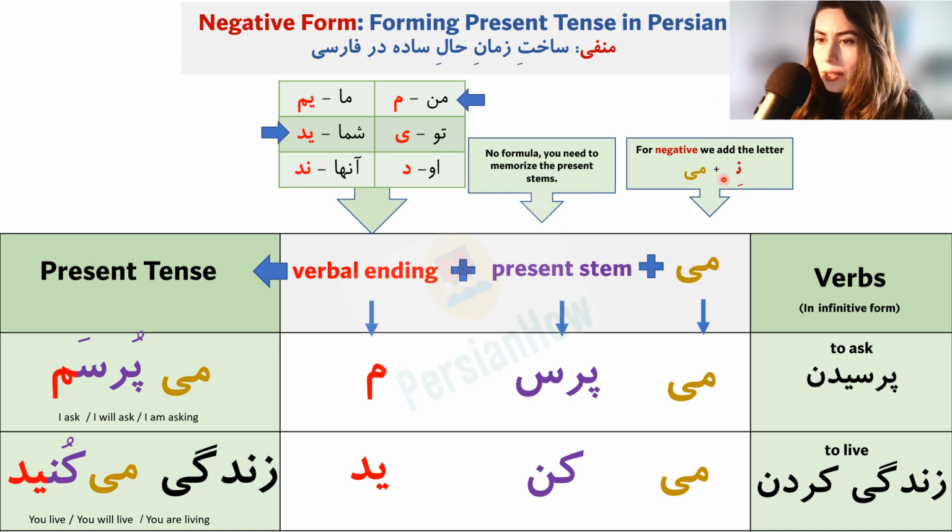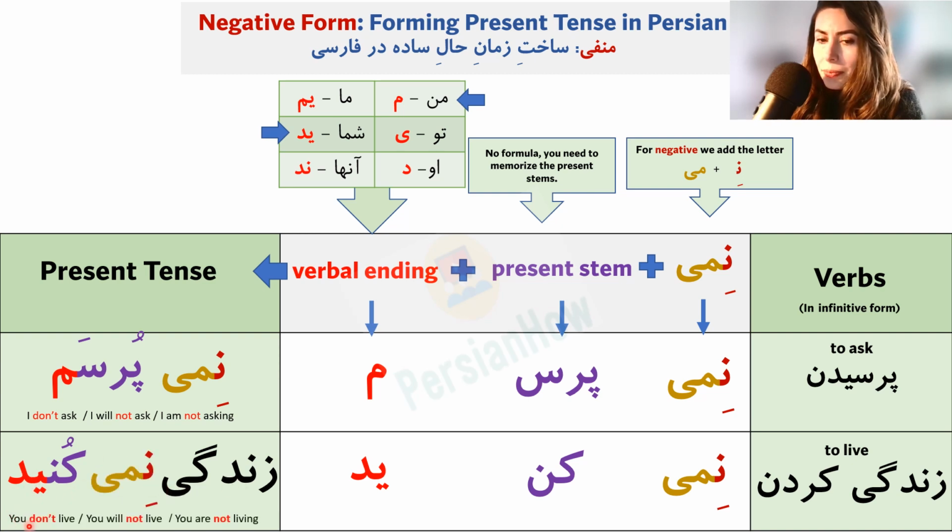Let's also quickly review the negative form of the present tense. So for the negative, we need to add ne to me. So for example here, me changes to nemi. So می پرسم changes to نمی پرسم, which the meaning changes to I don't ask, I will not ask, or I am not asking. Or the same with the second one. So می changes to nemi. So زندگی می کنید changes to زندگی نمی کنید. You don't live, you will not live, or you are not living.